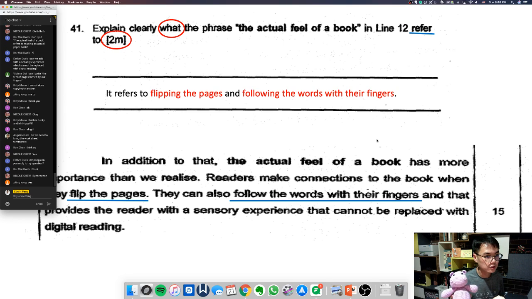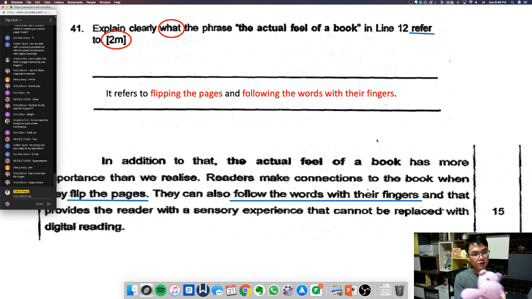What is your question? Can we add a sensory experience which cannot be replaced by digital reading? Okay, you must have these 2 points, Martin: flipping the pages, following the words. Your sensory experience is acceptable, it's not irrelevant, but it's not one of the key points. So if you miss out any of the others, you'll get marks deducted.